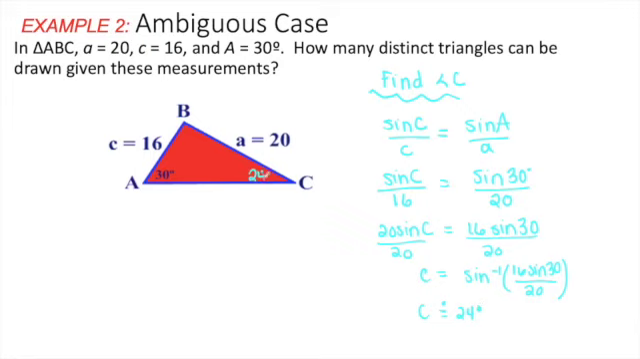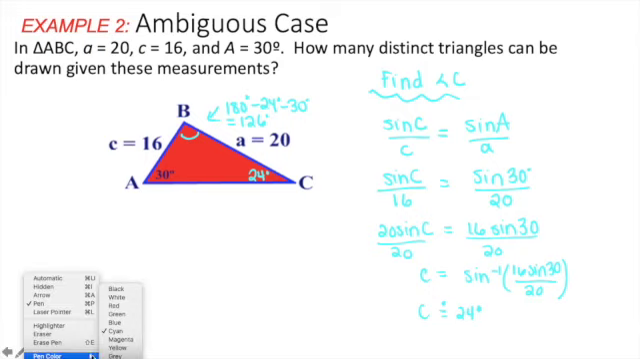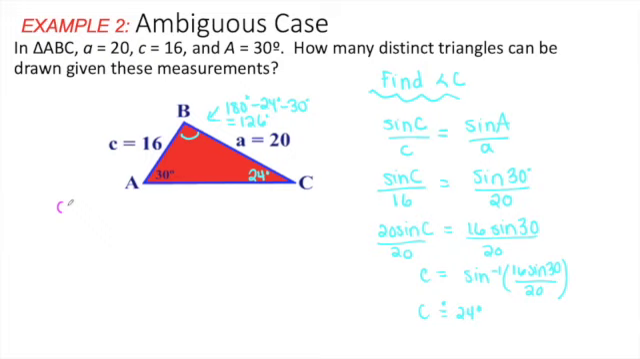So you can fill that 24 in. Make sure that you can get an angle here. So 180 minus 24 minus 30 degrees works out to 126 degrees. Okay, so when you do that, remember we need to now check for another triangle.